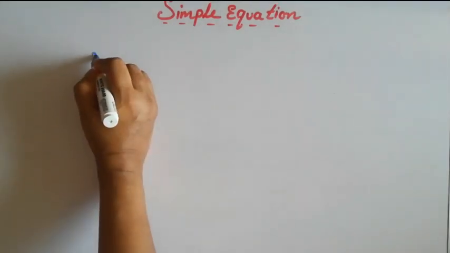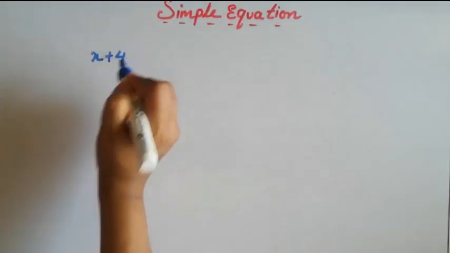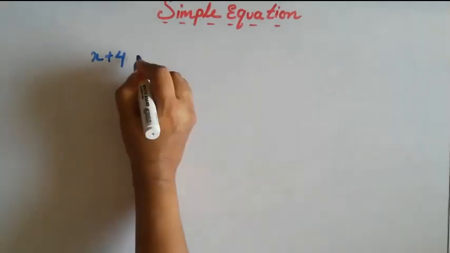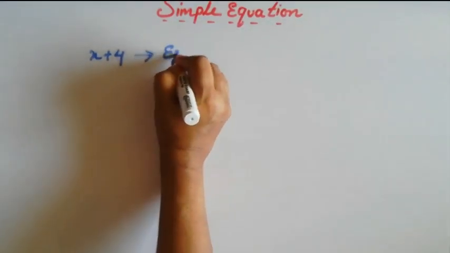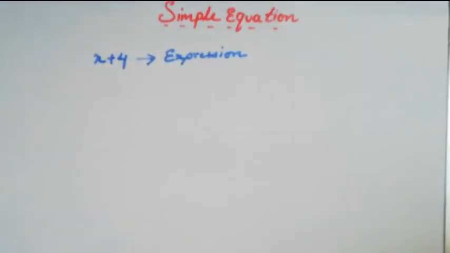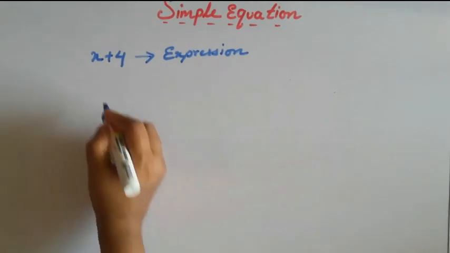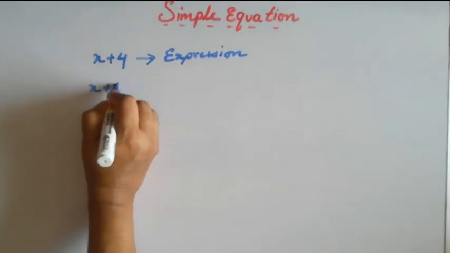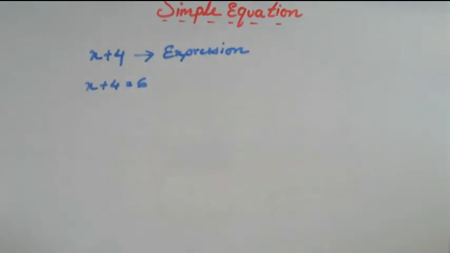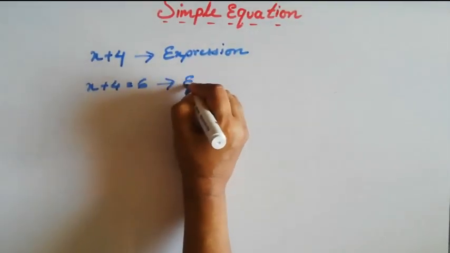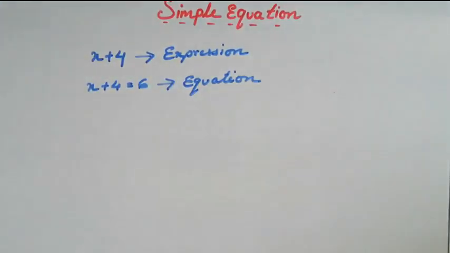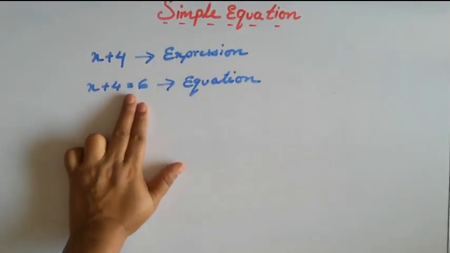Okay, x plus 4. Now, x plus 4, is it an equation? No, it is not an equation. It is known as an expression. Now, x plus 4 equal to 6 becomes an equation. Why is it an equation? Because this equal sign is there.